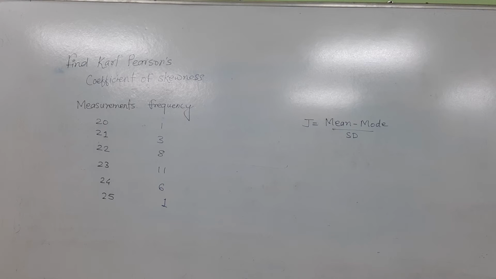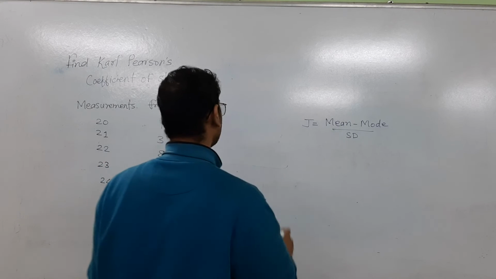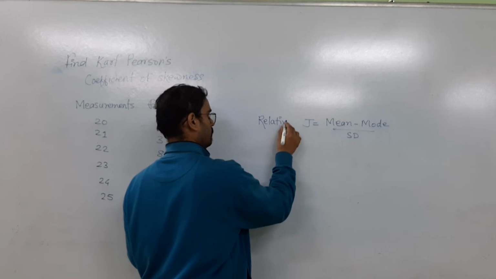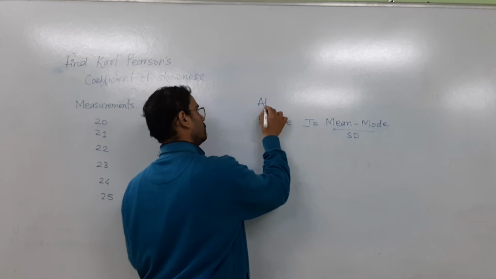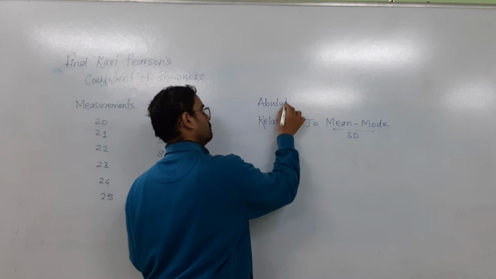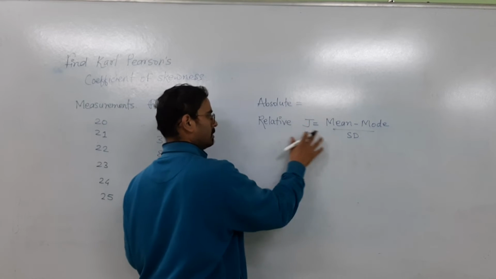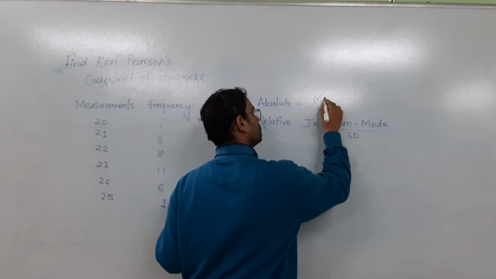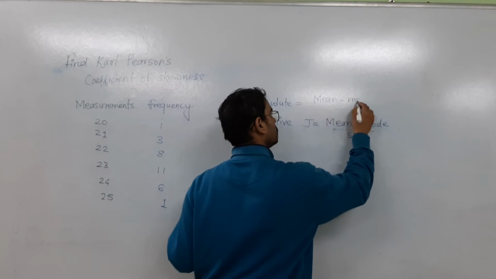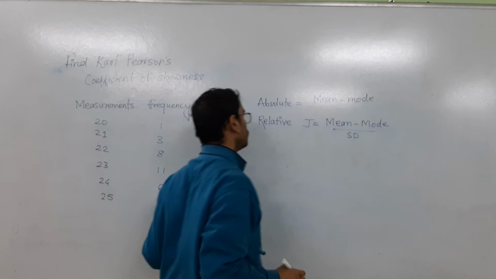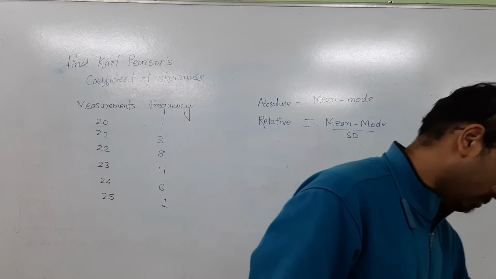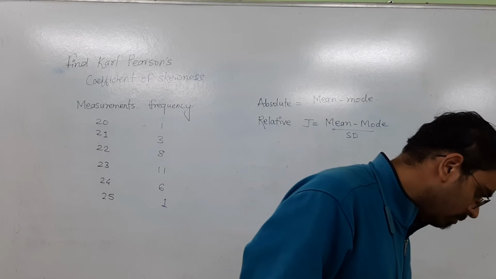Okay, so let's find that relative formula. We also have the absolute. Generally, there is no problem to find the absolute. Generally, the problem is to find the relative. Mean minus mode, that is a very simple formula. So first we need to find the mean.